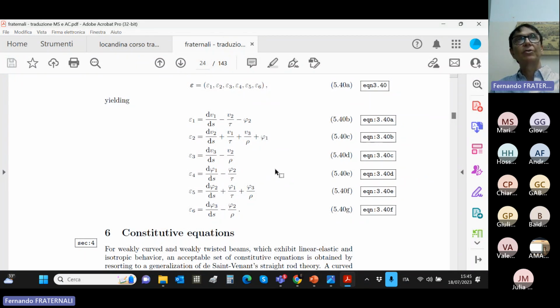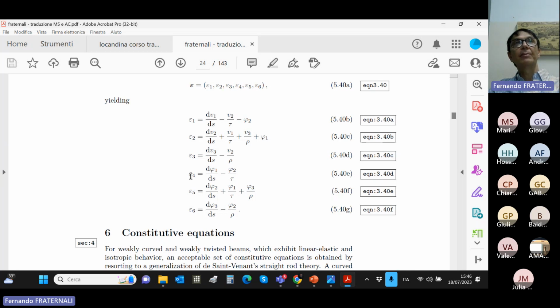So we have epsilon 1, 2, and 3. Epsilon 1 and epsilon 2 are the shear strains of the beam. Epsilon 3 is the axial strain. And we see that epsilon 1 and epsilon 2 have terms that are associated also to the curvature and the torsion of the beam, as opposed to the case of the straight beam. Also, epsilon 3 has a term that is related to the curvature, P2.